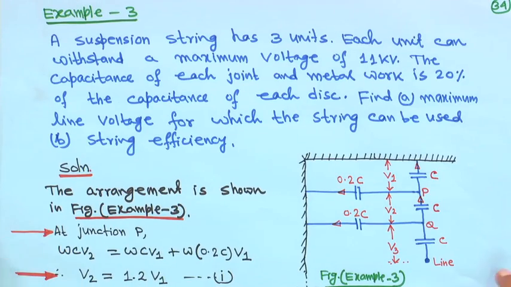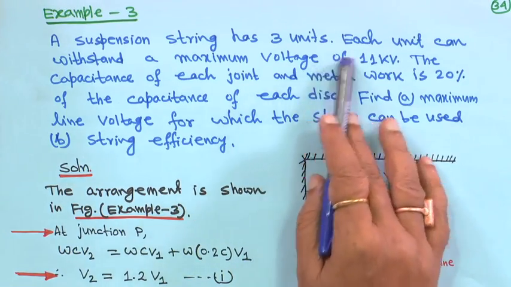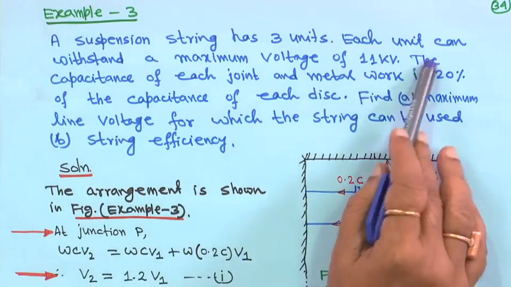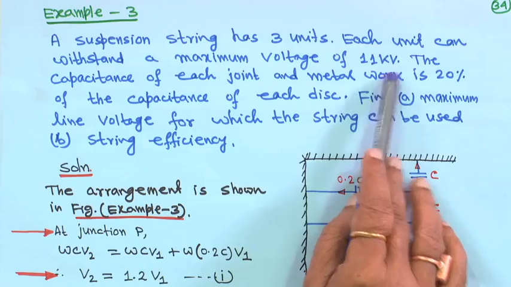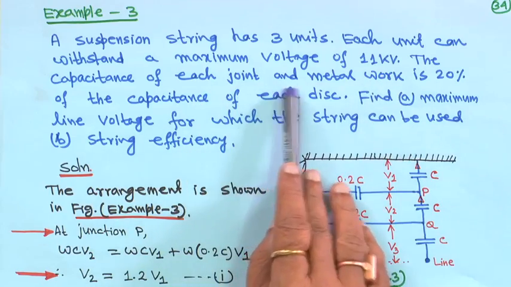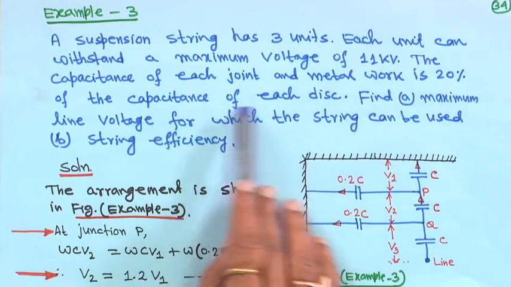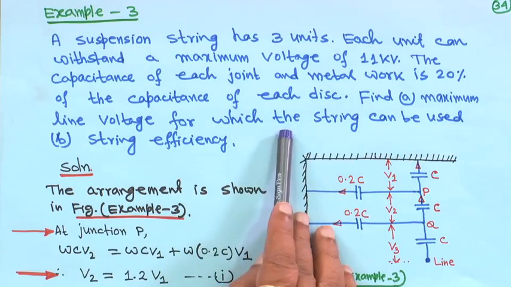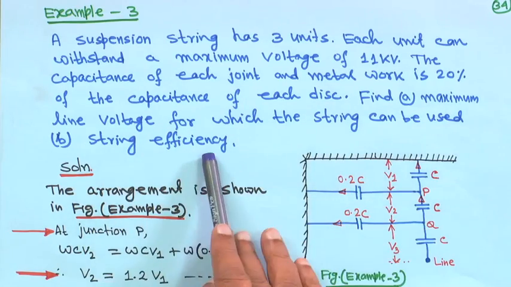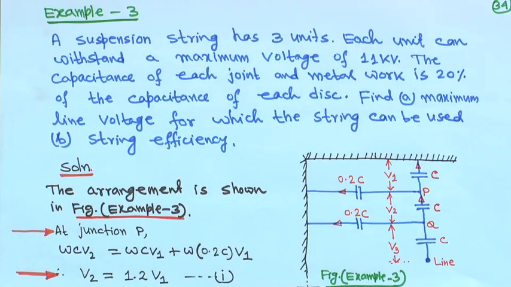So, this is your example 2. Next one. Example 3: a suspension string has 3 units. Each unit can withstand a maximum voltage of 11 kV. The capacitance of each joint and metal work is 20% of the capacitance of each disc. Find A, the maximum line voltage for which the string can be used, and B, the string efficiency. These two you have to calculate.